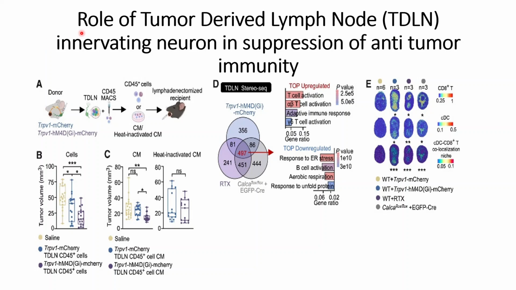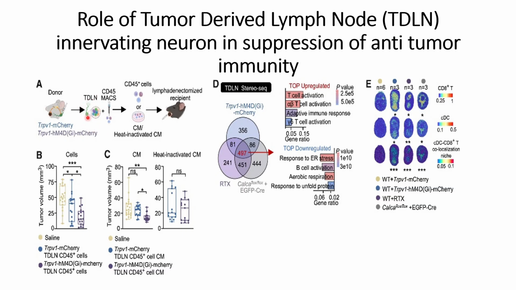In this video, we will discuss the role of tumor-derived lymph node innervating neurons in the suppression of anti-tumor immunity. In order to check this hypothesis, and find out the role of these innervating neurons, they took a donor mouse that is infected with the tumor and took out the tumor-derived lymph node.